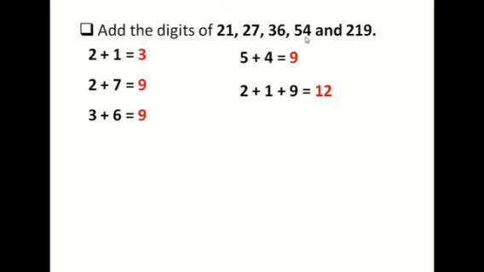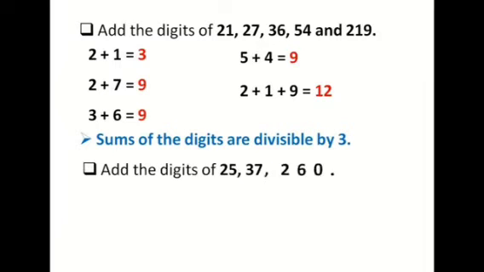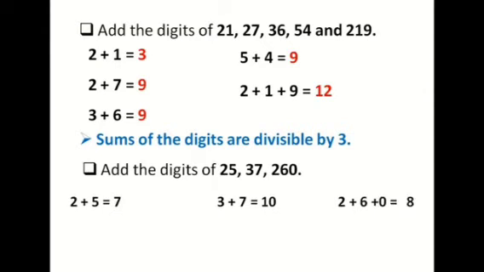If you look at the sums, these sums are divisible by 3. So here one pattern we got. What is the pattern? Sums of the digits are divisible by 3. And we will do the same for the other example. We have taken 25, 37 and 260. Add the digits. 2 plus 5 gives you 7, 3 plus 7 gives you 10, and for 260, 2 plus 6 plus 0 gives you 8.